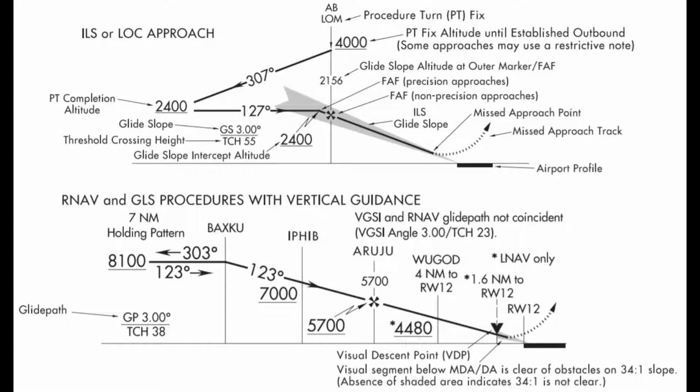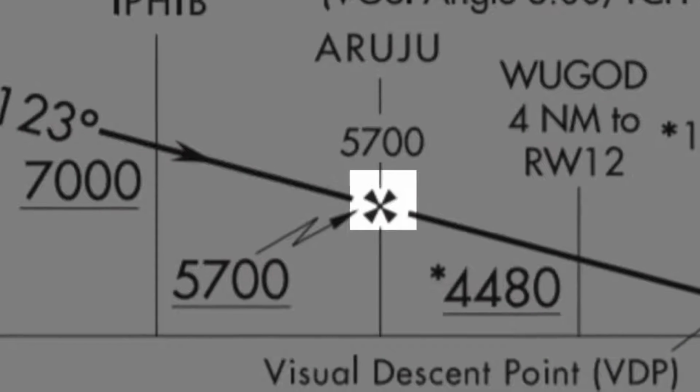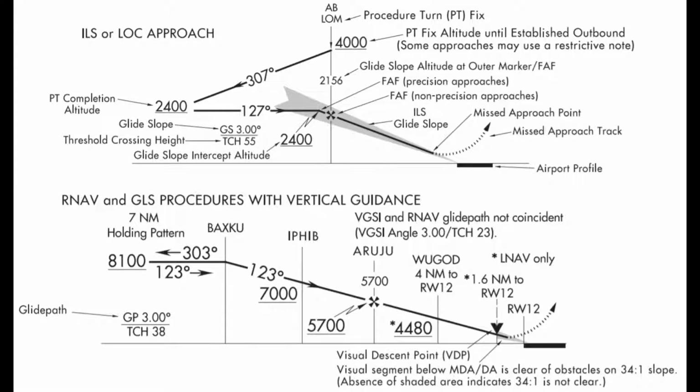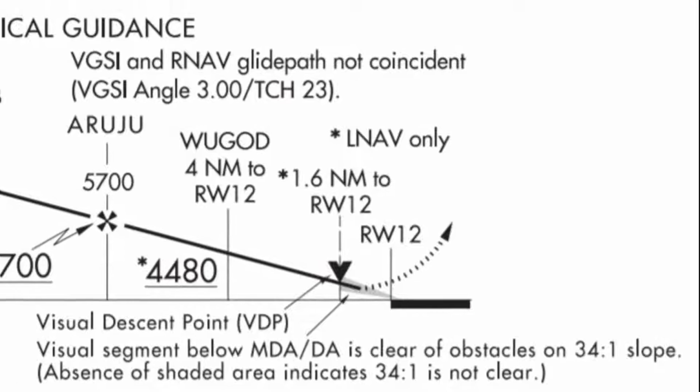For non-precision approaches, the final approach segment begins at the final approach fix and is depicted by a Maltese cross. If there's no final approach fix depicted, the final approach point is the point at which the aircraft is established inbound on the final approach course. A visual descent point is shown by a bold letter V. The VDP is the point where normal descent from the MDA to the runway touchdown point may be commenced.